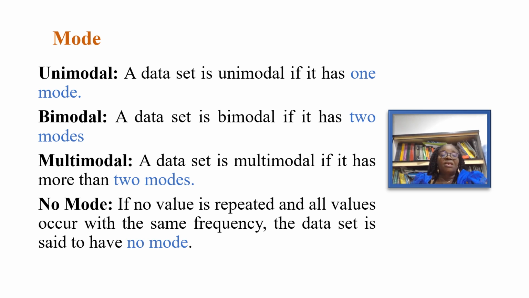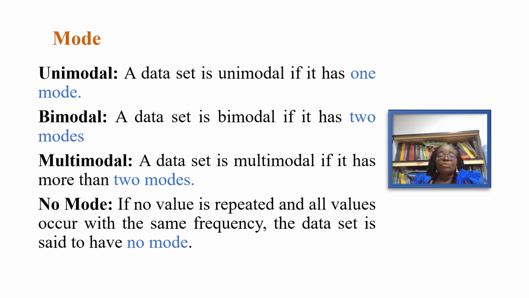The mode is another measurement used in statistics. A dataset might have one mode, more than one mode, or no mode at all. A dataset is unimodal if it has one mode, which means there is one value that appears more frequently than any other. A dataset is bimodal if it has two modes, which means there are two values that appear more frequently than the rest.